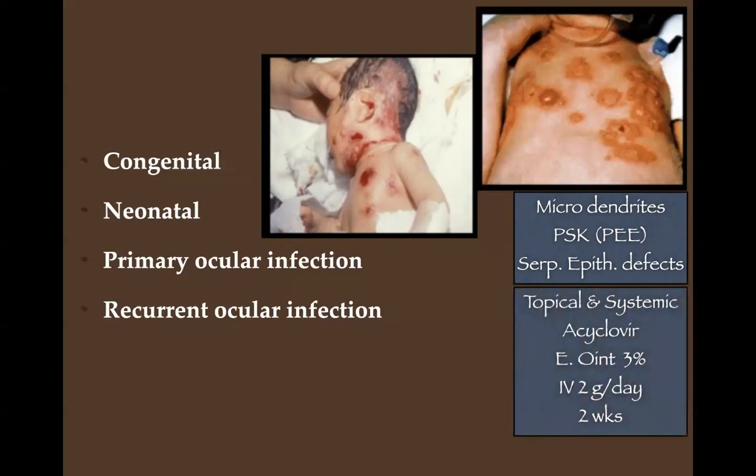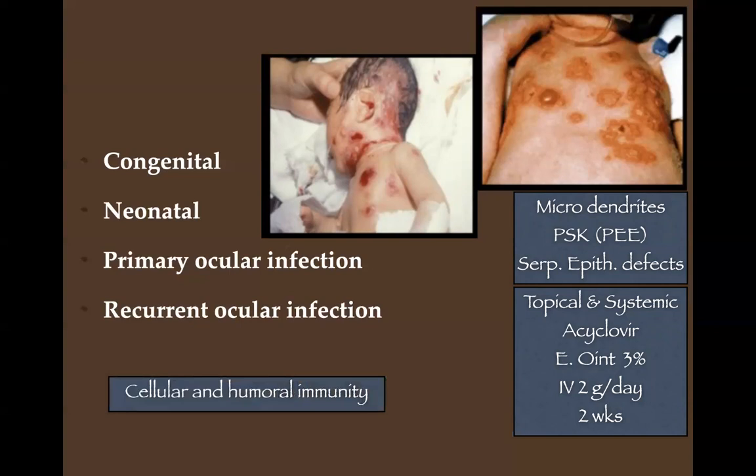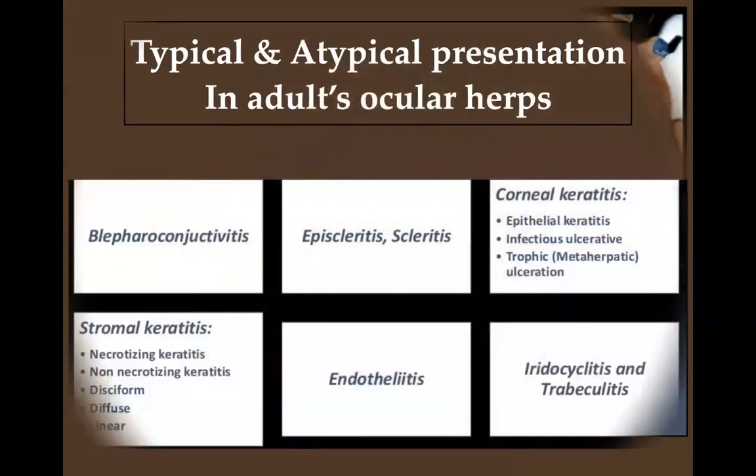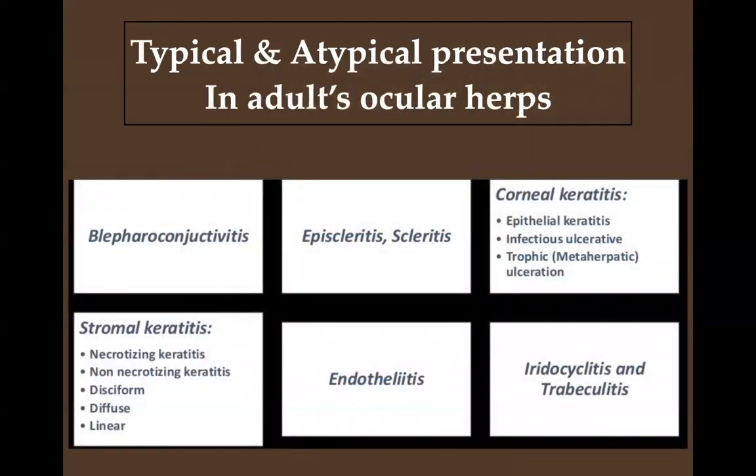Treatment is topical and systemic acyclovir, with ointment 3%, or intravenous acyclovir in neonatal infections, specifically severe infection, at 2 grams per day for 2 weeks. Also, cellular and humoral immunity lead to destructive changes in the cells, either in the skin or in the eye. The response is actually due to the virus itself.